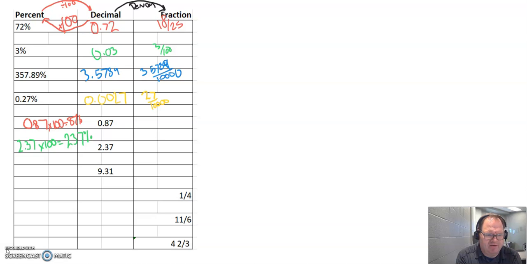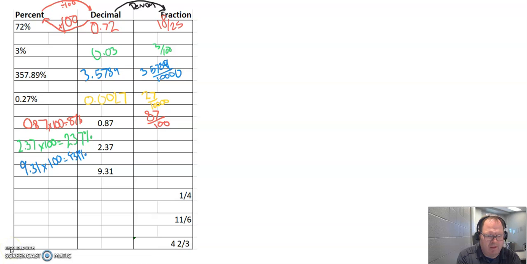Although greater than 100%, that does happen on occasion. And finally, 9.31 times 100 is 931%. So remember, going from decimals to fractions was all about choosing the denominator. So decimal 0.87 has 2 decimal places, so it's over 100. So it's 87 over 100.